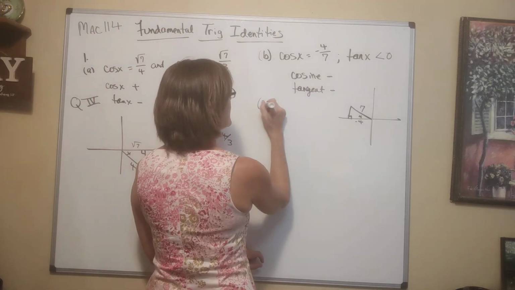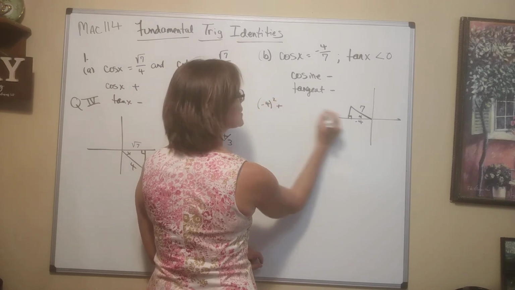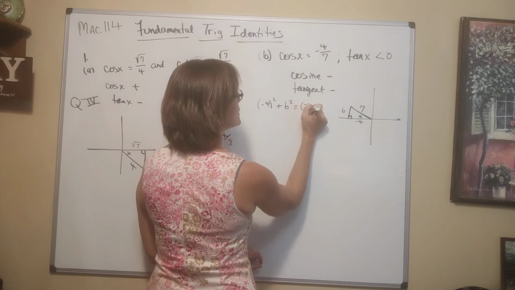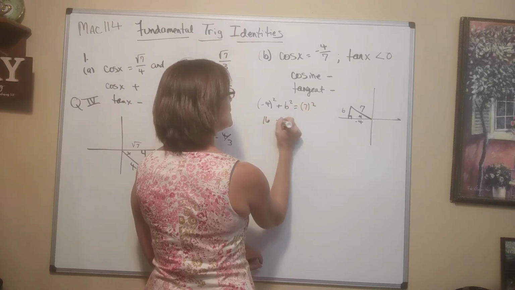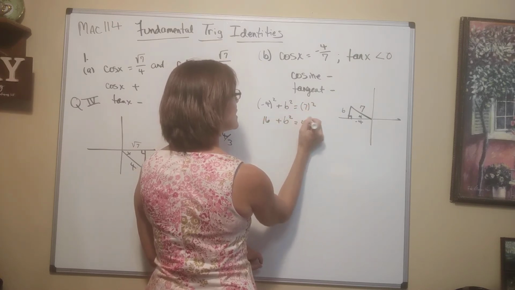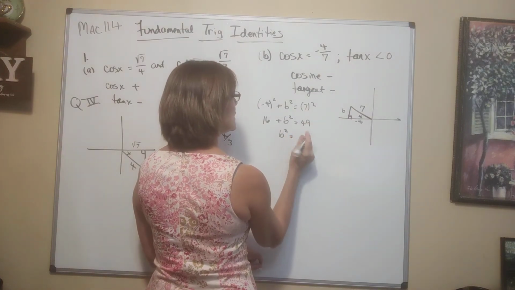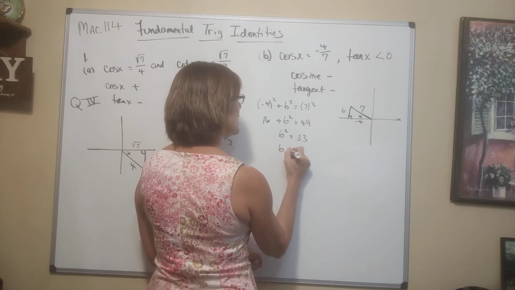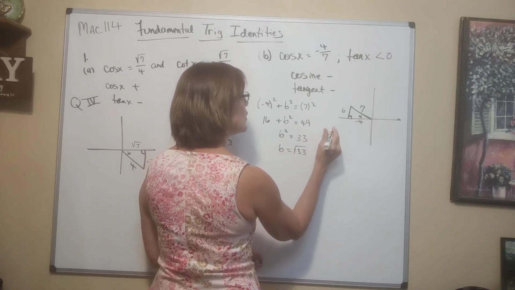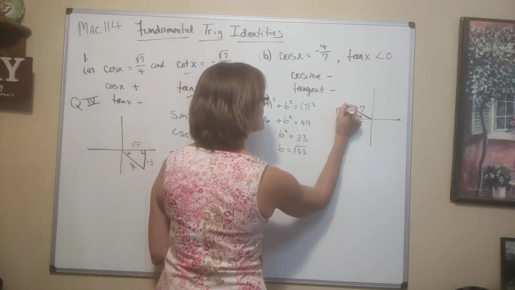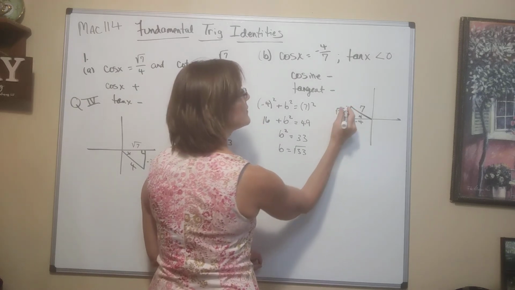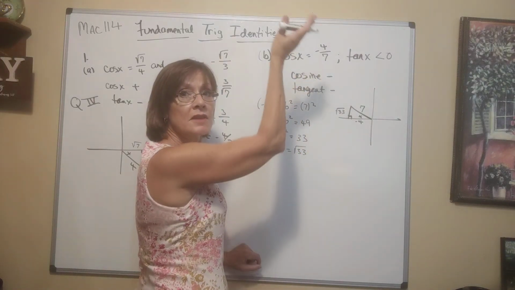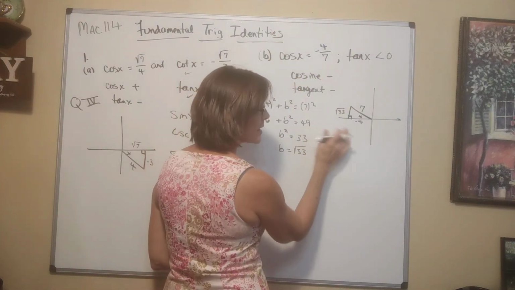We could say negative 4 squared plus, we'll call that b for now, plus b squared is equal to 7 squared, so we get 16 plus b squared is 49. So we get b squared is 49 minus 16, which is 33. So we get b is the square root of 33. So the question is, should we make it positive or negative? Positive is the answer because quadrant 2, it's in the positive section. It's up high. Okay, so that is our triangle.